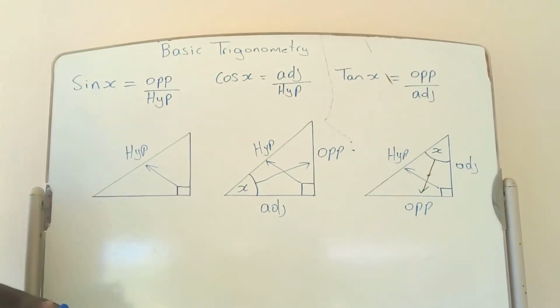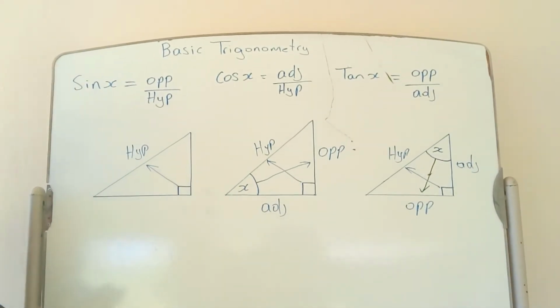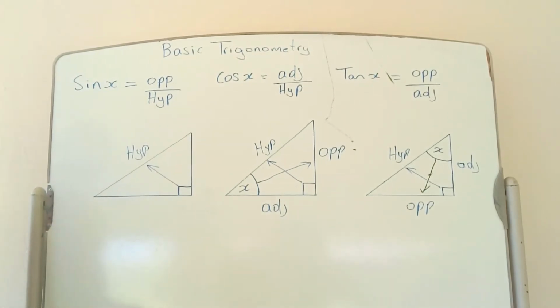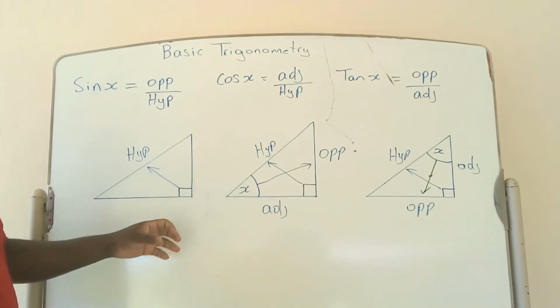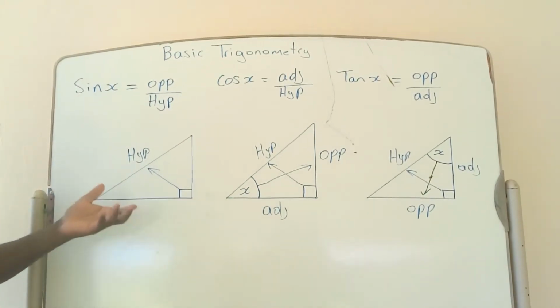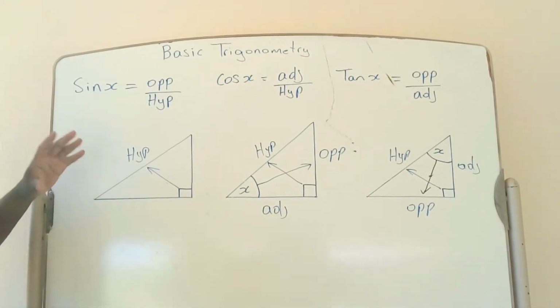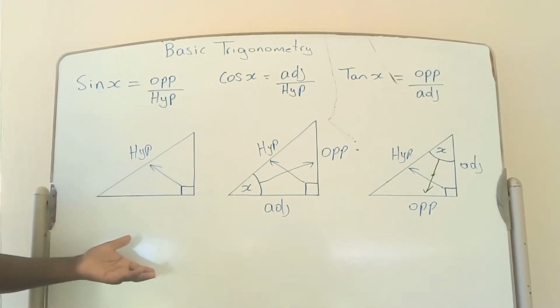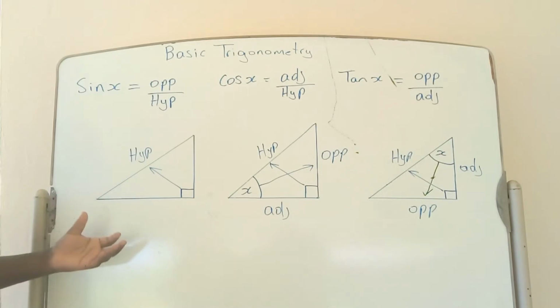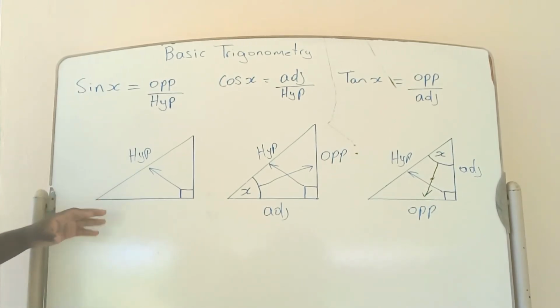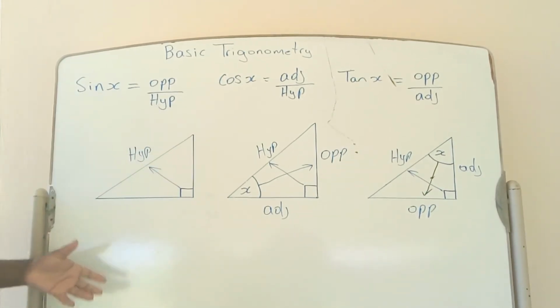Now, you need to understand this, because most of the time when students are given a problem, they fail to label the right angle triangle correctly, and because of that they use the wrong ratio to attempt the question. So understanding how to label the sides of your right angle triangle is very key.